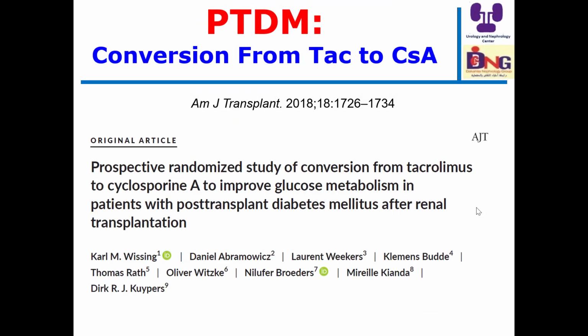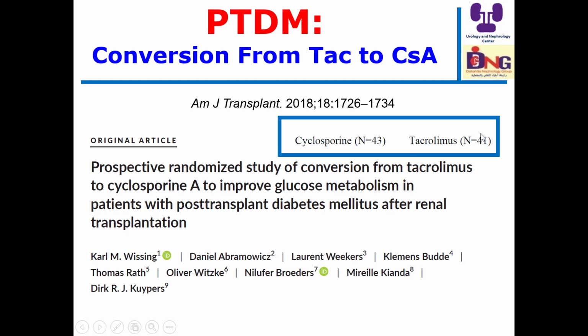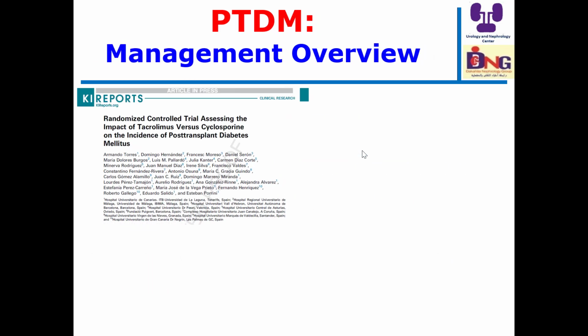The second axis: can we change immune suppression to reduce the risk of diabetes or to manage diabetes? This is one of the studies, a randomized study of conversion from tacrolimus to cyclosporin, and this study included 40 patients in each arm. So here the patients are kept on tacrolimus and here are converted to cyclosporin, and the result of this study was beneficial. Conversion to cyclosporin was associated with improvement of glycemic state.